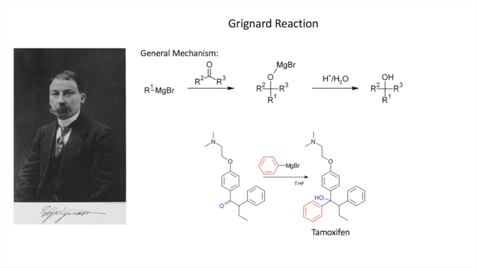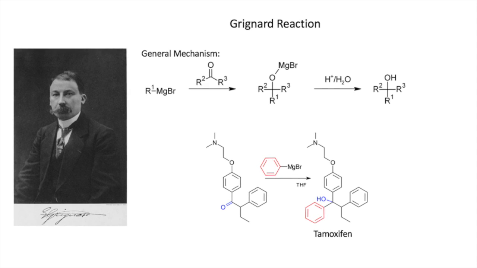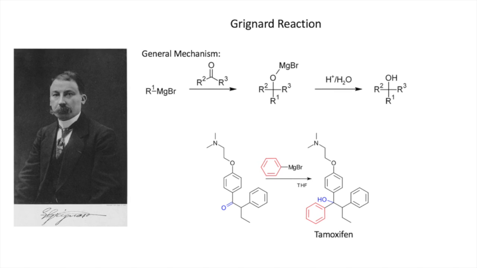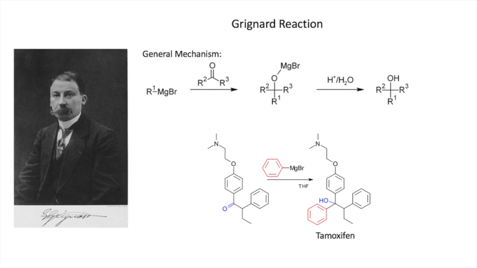The first reaction we'll be talking about today is the Grignard reaction. This reaction was discovered in 1900 by Victor Grignard. He won a Nobel Prize for his discovery in 1912. This reaction is important in synthesis because it combines basic organic compounds into more complex ones.